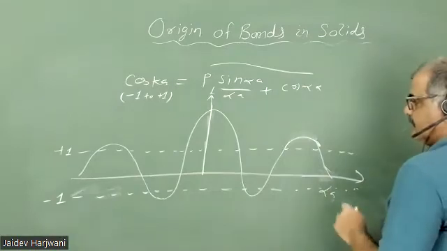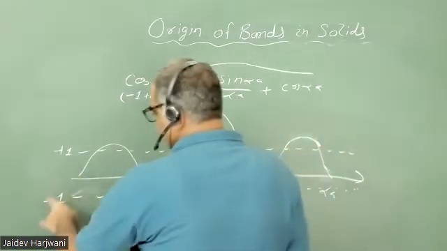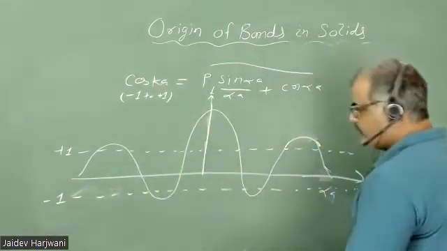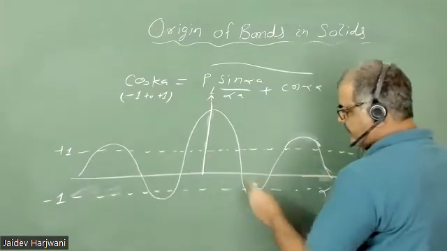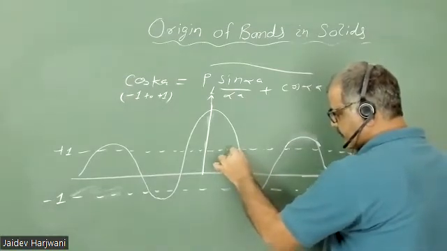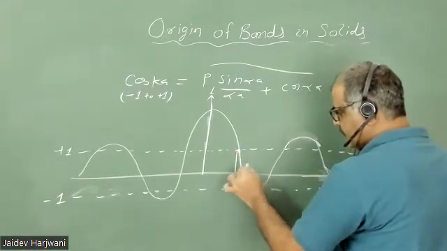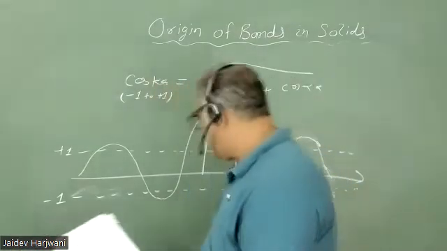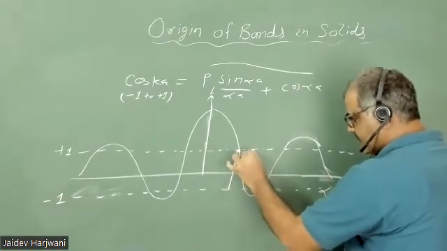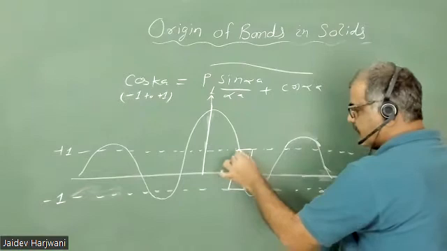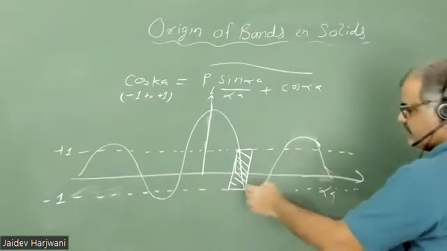Now only the regions where the expression lies within ±1 are the allowed values of energy. Alpha represents energy. Wherever it touches from here to here, those are the k values. So only these k values are allowed, and only these alpha values, that is these energy values, are allowed.